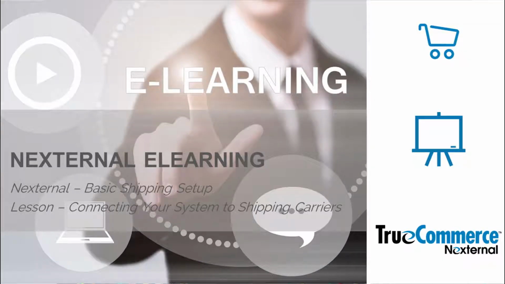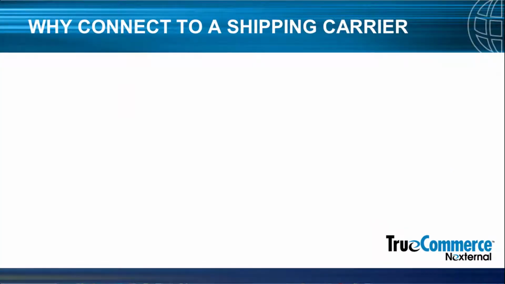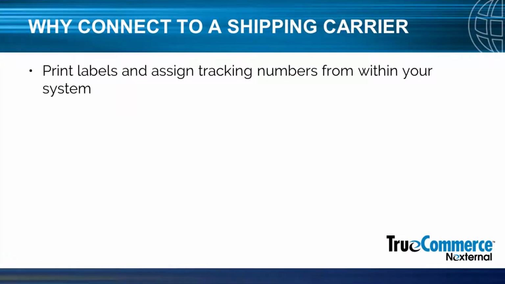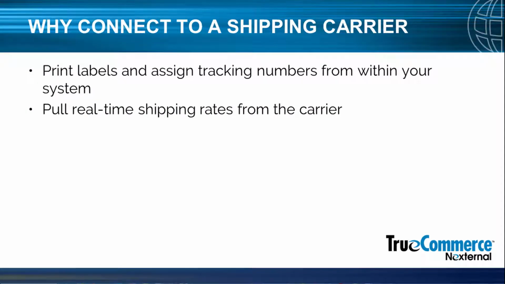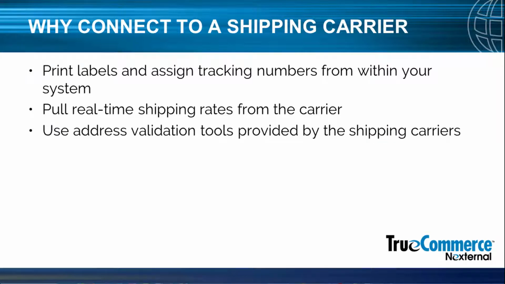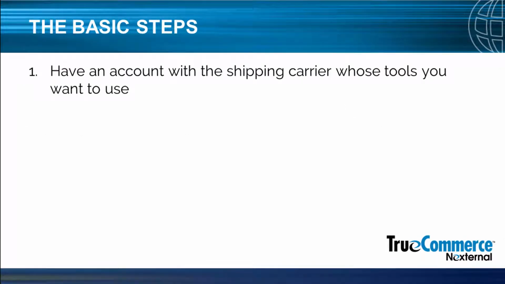Most merchants connect their online stores and order management systems to at least one major shipping carrier. Doing so allows you to print labels and assign tracking numbers from within your system, to pull real-time shipping rates from the carrier which are unique to your account, and to use the address validation tools that are provided by the shipping carriers.